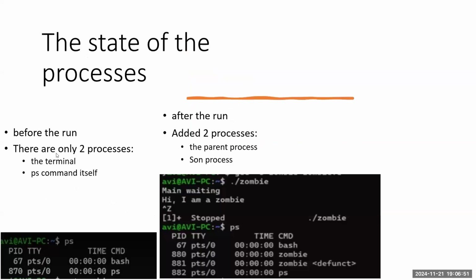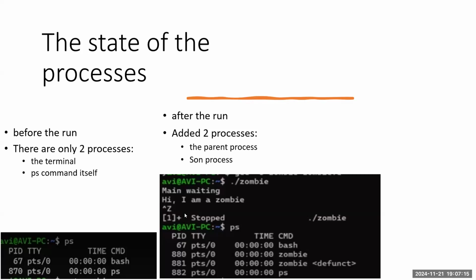So here, before the run, there are only 2 processes. You can't really see it so well, but before the run, you just see bash and PS, because that's all it's running. But the moment I run PS, PS is running and the shell is running. Now we run zombie, main waiting, "hi, I am a zombie," that's the child, and now we do Control-Z.